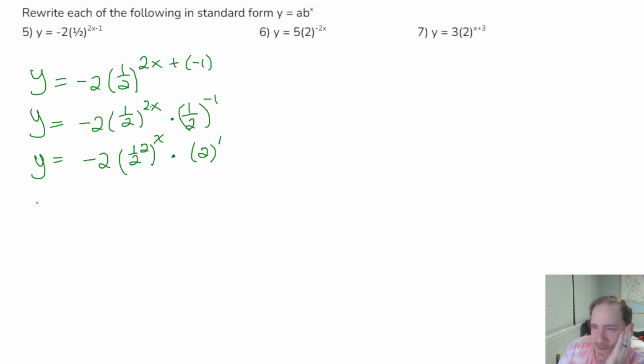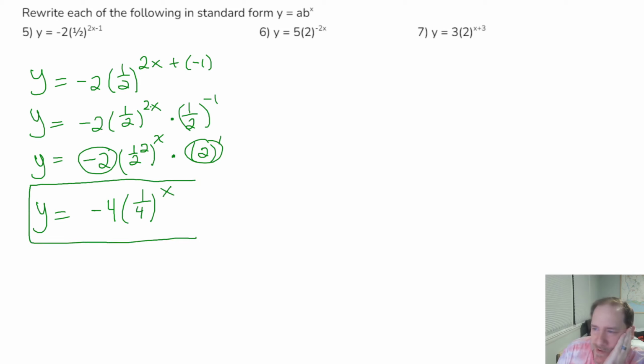So round about now, we're just about done. I hope you're noticing that these 2's can just combine. They can just be multiplied to make a coefficient of -4. And then here I can square the base of 1/2, so it becomes 1/4. And we're raising all that to the power of x. And now this is us in standard form. We made our exponent only an x, and we just have our coefficient and our base. So that's the form you're trying to get to.